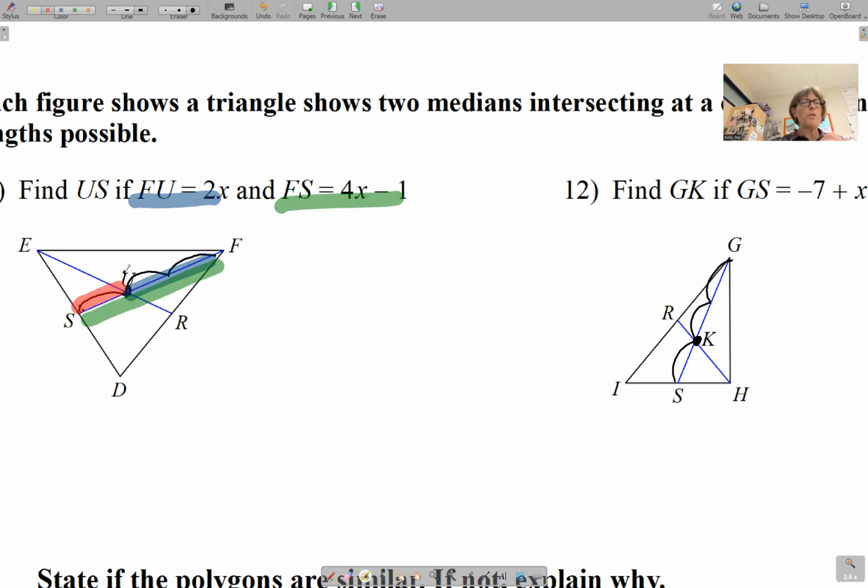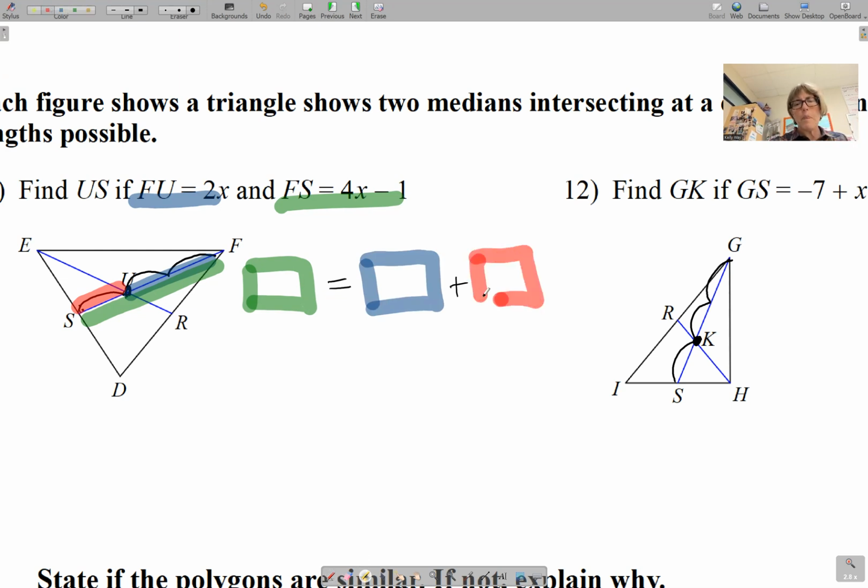So we know a couple things here. We know that the green equals the blue plus the red. That's why it's important to color code this. It'll kind of help you see what's going on.